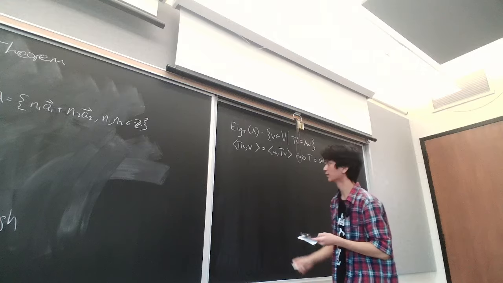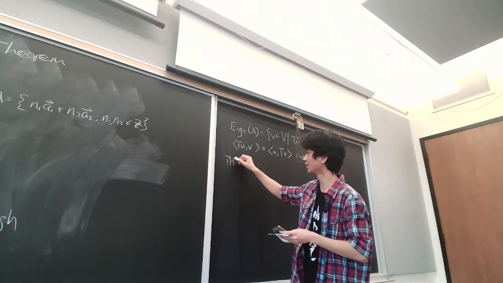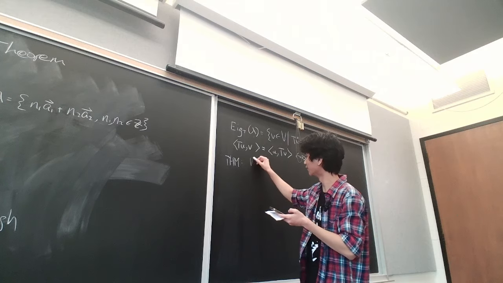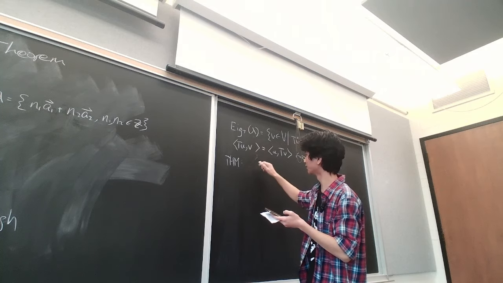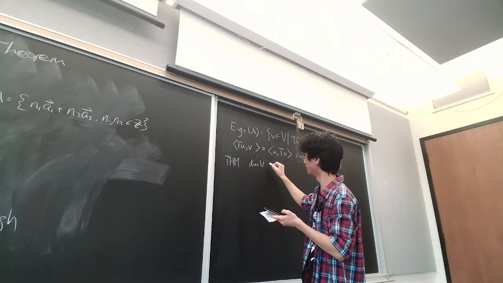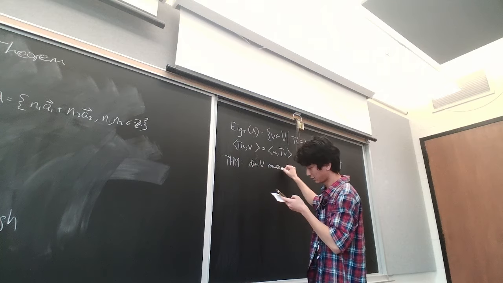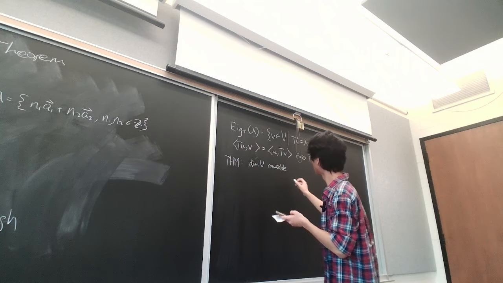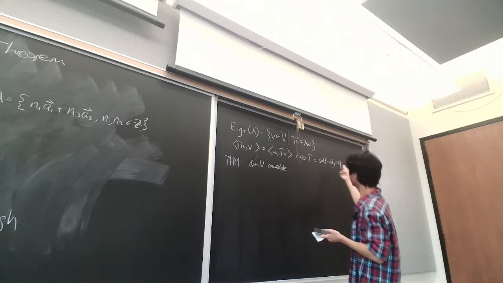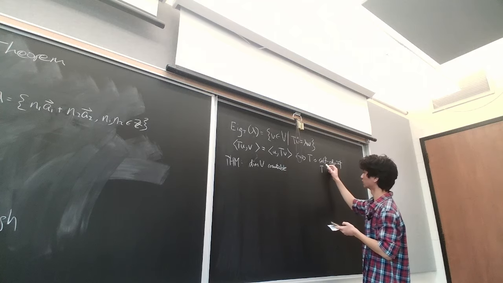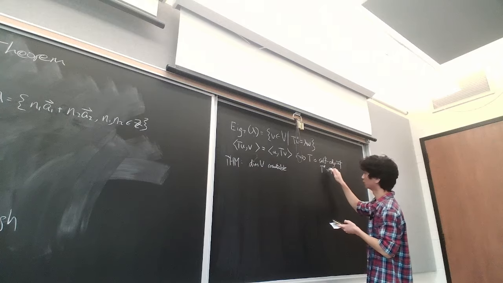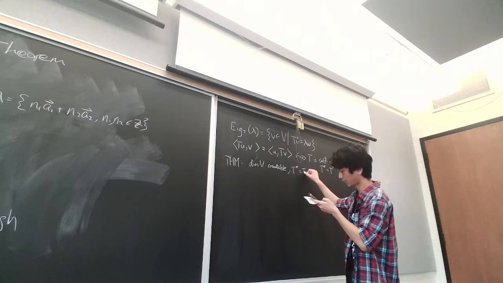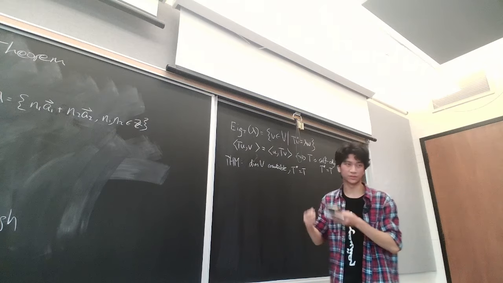Okay, so let's start with the first theorem. If V has countable dimension, dim V countable, and that T is self-adjoint, where T is self-adjoint refers to T star equals T, denoting star as self-adjoint, then we have an orthonormal basis of eigenvectors.